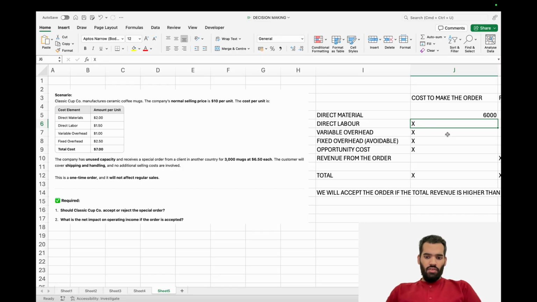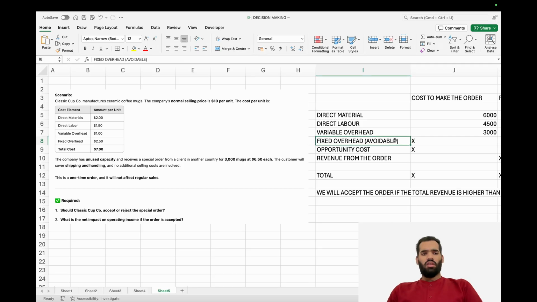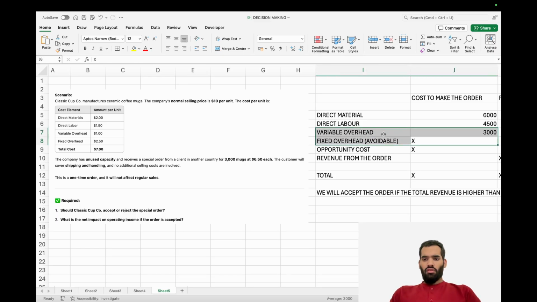Then we have direct labor, which is 1.5 times 3,000. So 4,500 is the direct labor. Variable overhead, again, we always know it's also variable. So 1 times 3,000. And then the avoidable fixed overhead. Do we have any avoidable fixed overhead? No, we just have a fixed overhead that we are already paying. We're just dividing it by the number of units. So in order to complete this order, we don't have any avoidable fixed cost, meaning we can't get rid of any. So this will obviously be 0.